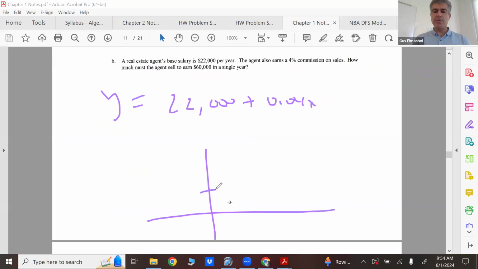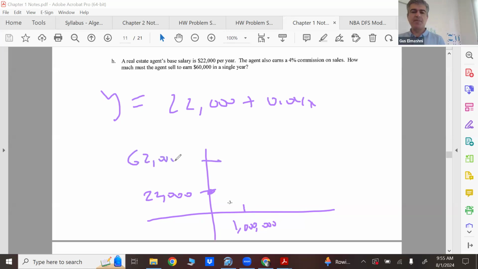Let's say my brother's a real estate broker. Assuming this is his salary, if he doesn't sell anything, he gets $22,000. But let's say he sells $1 million in sales, right? That would be 40 grand, so he makes $62,000. And let's say he sells $2 million worth of homes. That's an extra 80 grand, so that would be $102,000.